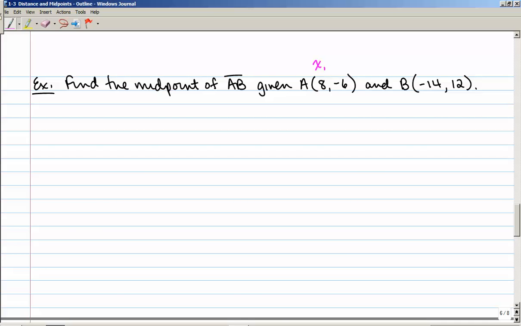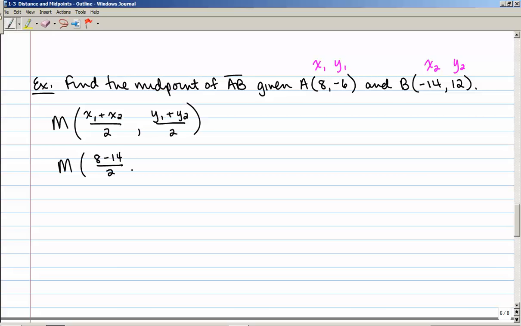So again, if you would like to label these, go ahead and do that. And my formula, so we often use M for midpoint. You don't always have to, but you can. So remember the formula is x1 plus x2 over 2. That's the x-coordinate of my midpoint. And y1 plus y2 over 2. That's the y-coordinate of my midpoint. So let's plug in the numbers. So I'll have 8 plus negative 14 over 2, and negative 6 plus 12 over 2.